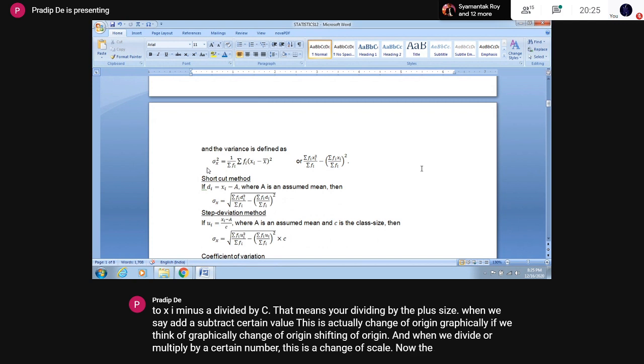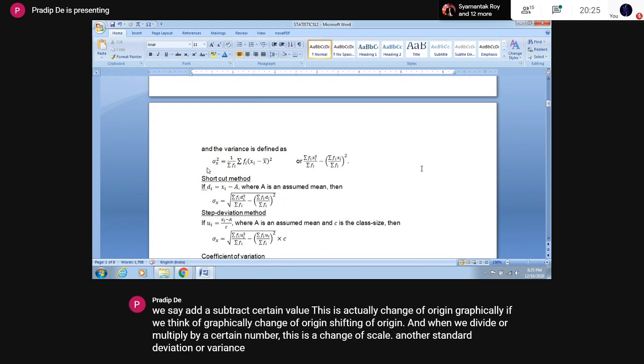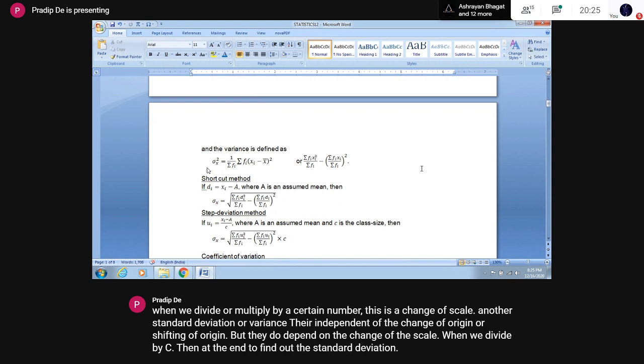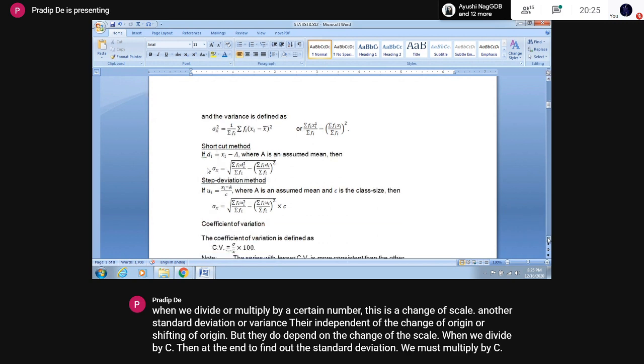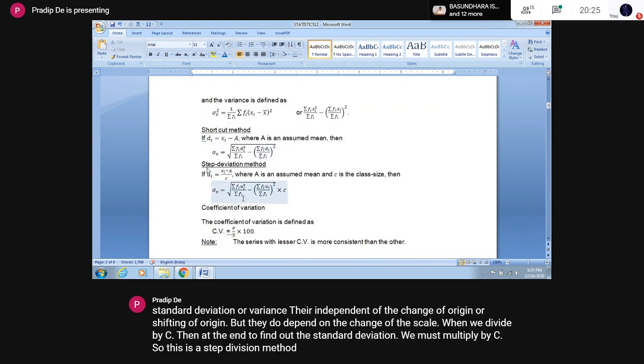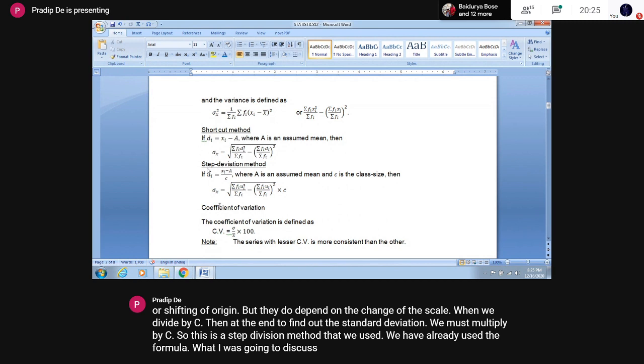Now the standard deviation or variance, they are independent of the change of origin or shifting of origin. But they do depend on the change of the scale. When we divide by C, then at the end, to find out the standard deviation, we must multiply by C. So this is the step division method that we used. We have already used the formula. What I was going to discuss is this coefficient of correlation. Sorry, coefficient of variation.